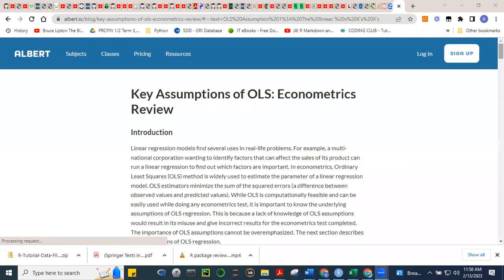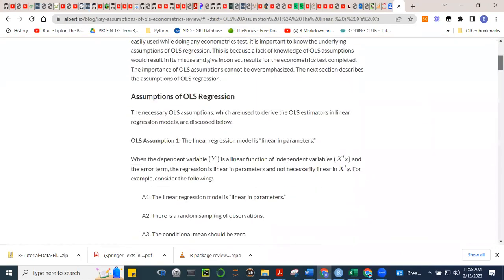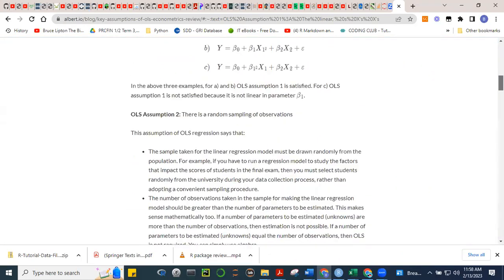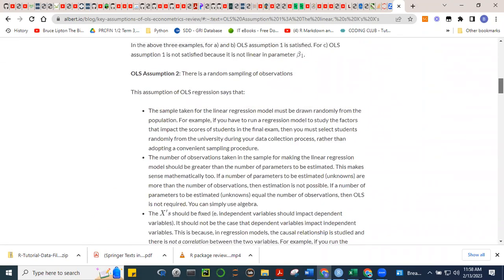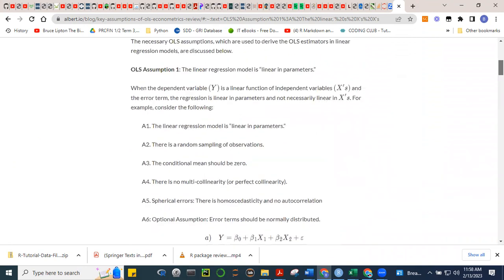Okay. Key assumptions of OLS. Alright, ito yung assumptions natin, no? Yan, what we have mentioned a while ago. Assumption: linear in parameters. Ito yung sinabi natin kanina.